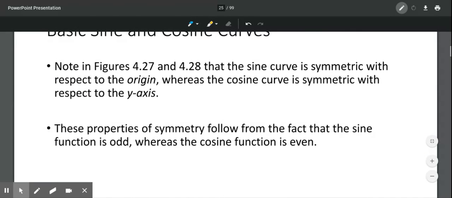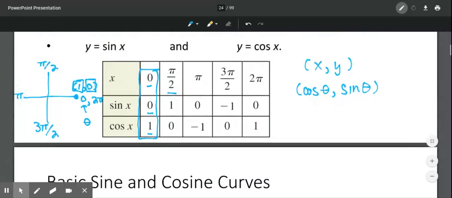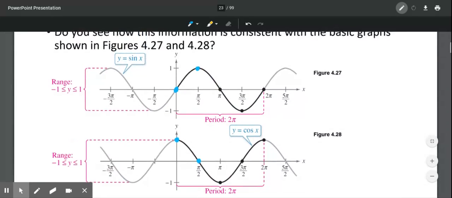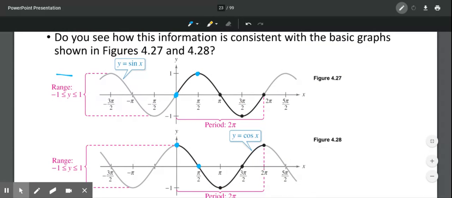And then this talks about your symmetry. So when you look at your graphs, your sine is symmetric about the origin, and your cosine is symmetric with the y-axis. So what that means is your sine graph, and again, I'm going to scroll back up so you can see this. Your sine graph right here, the top one here, is symmetric about the origin, which means if you were to take this and rotate it 180 degrees about the origin, you would end up in the exact same spot, right? So when you can rotate it 180 degrees, that makes it an odd function.